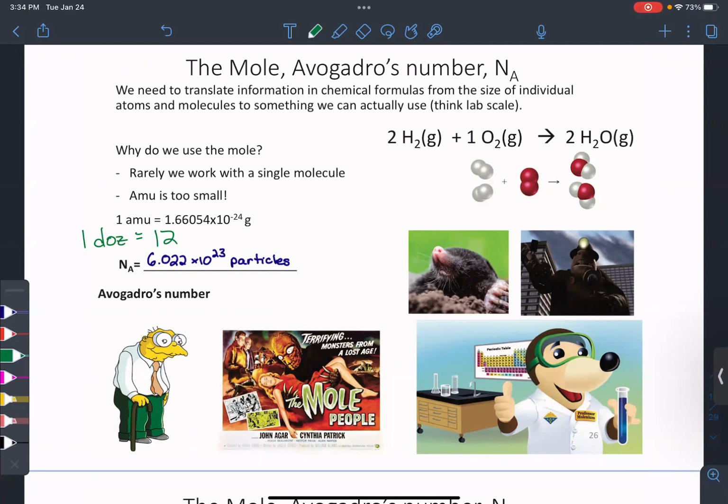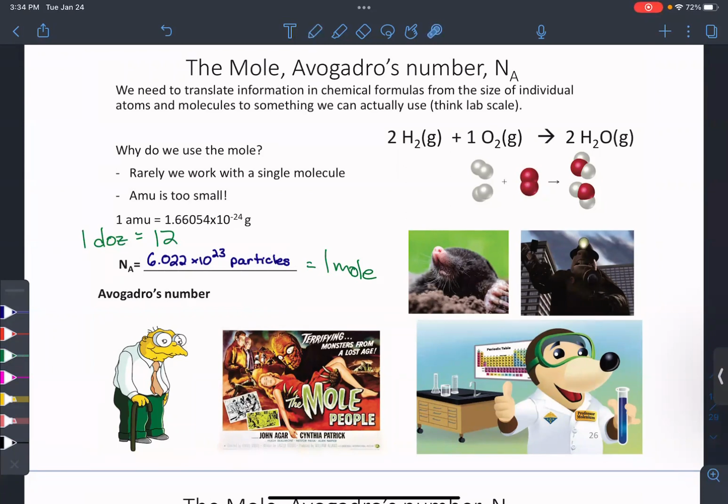We talk about this in terms of dozens because it's a lot easier to work with reasonable numbers versus tons and tons of particles. So this is Avogadro's number. We call this one mole. A mole's worth of substance is 6.022 times 10 to the 23, just as a dozen of something means 12. It's no different than that.